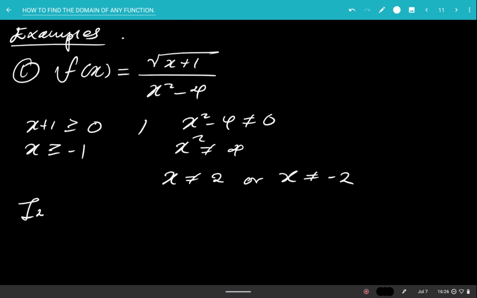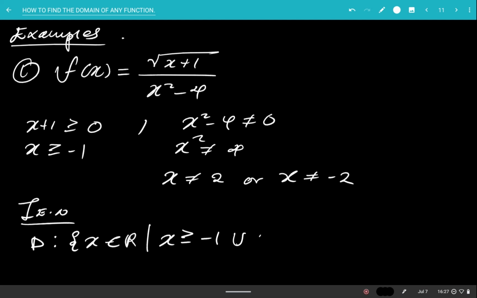Using the inequality notation, the domain will say x should be a member of all real numbers such that x should be greater than or equal to minus 1, or x should not equal 2, or x should not equal minus 2. And that's how you write it.